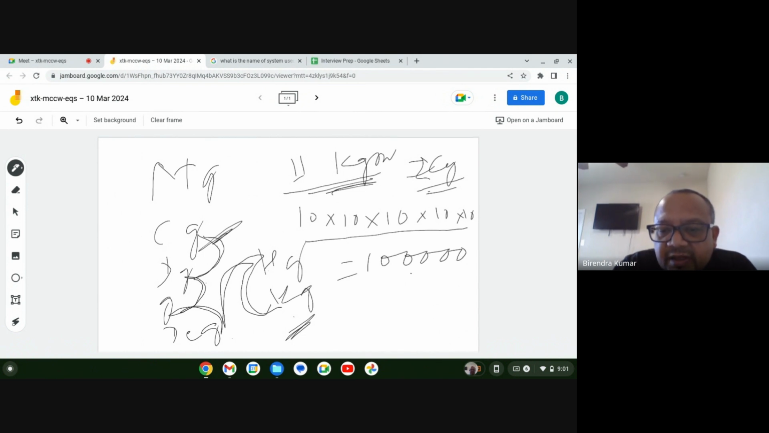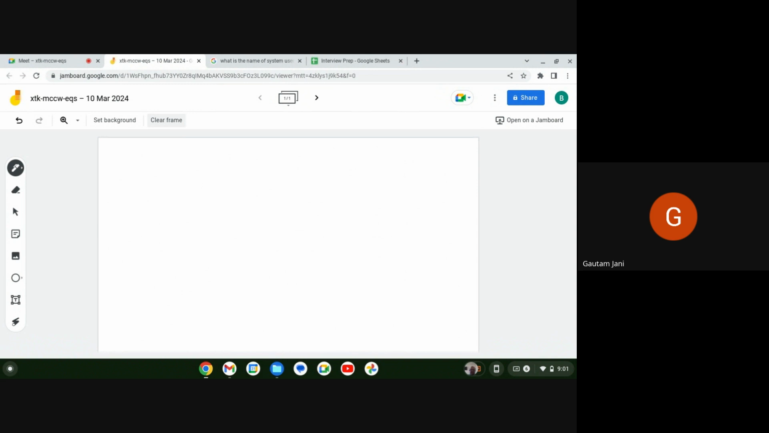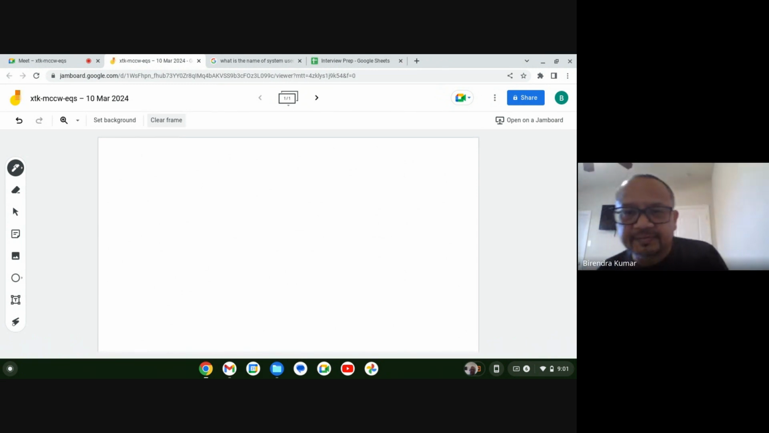Now, if somebody asks how many centigrams are there in 5 kilograms, you will multiply this by 5, because you know how many you have in 1 kilogram. And if they're asking about 5, you will multiply that by 5. Any questions?